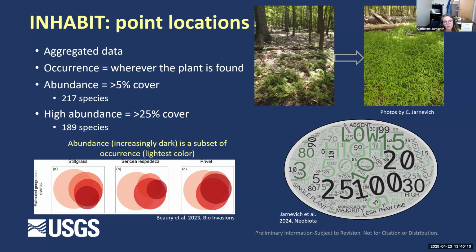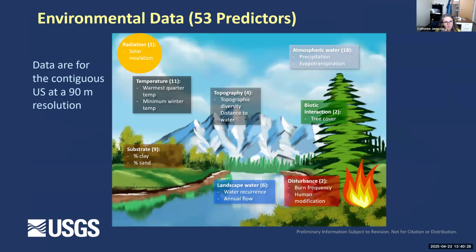I mentioned earlier that the number of species we had in the website was 259. There's not abundance data for all of those, or enough of it to fit models for all of them. So we had abundance models for 217 species and high abundance models for 189 species.